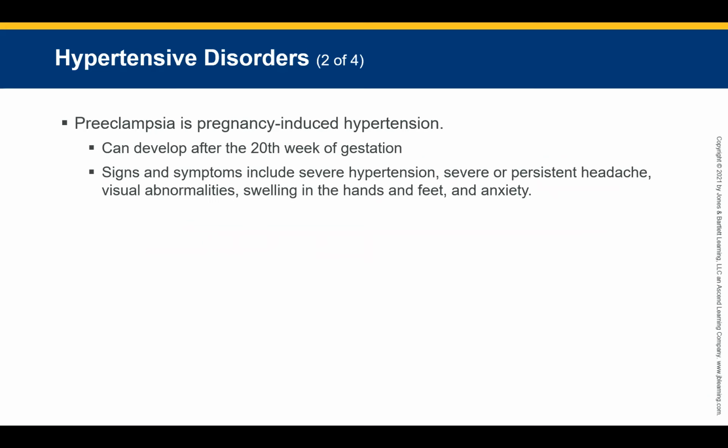Preeclampsia, or pregnancy-induced hypertension, can develop after 20 weeks of gestation. This is characterized by the following signs and symptoms. So we have severe hypertension, a severe or persistent headache, visual abnormalities such as seeing spots, blurred vision, or sensitivity to light, swelling in the hands and feet, which is edema, dyspnea, and/or retrosternal chest pain, anxiety, and altered mental status.